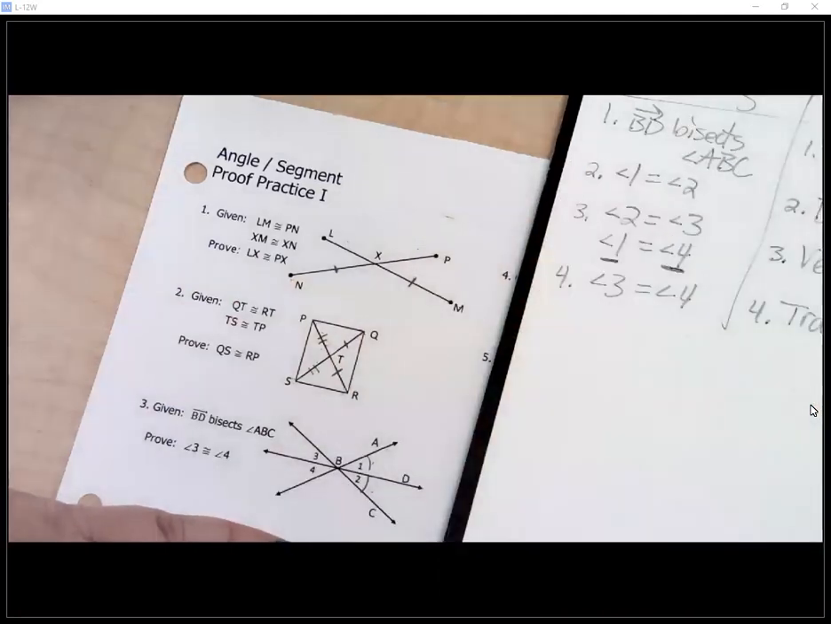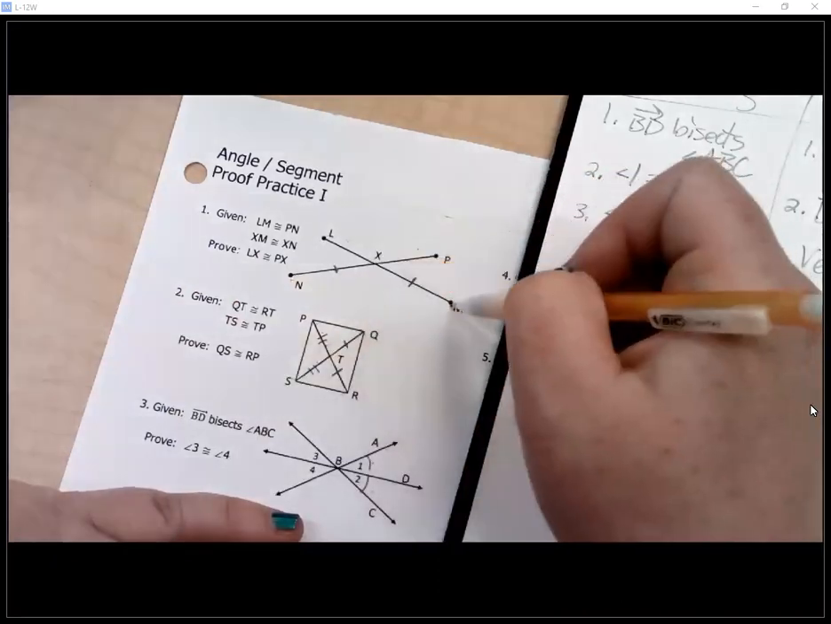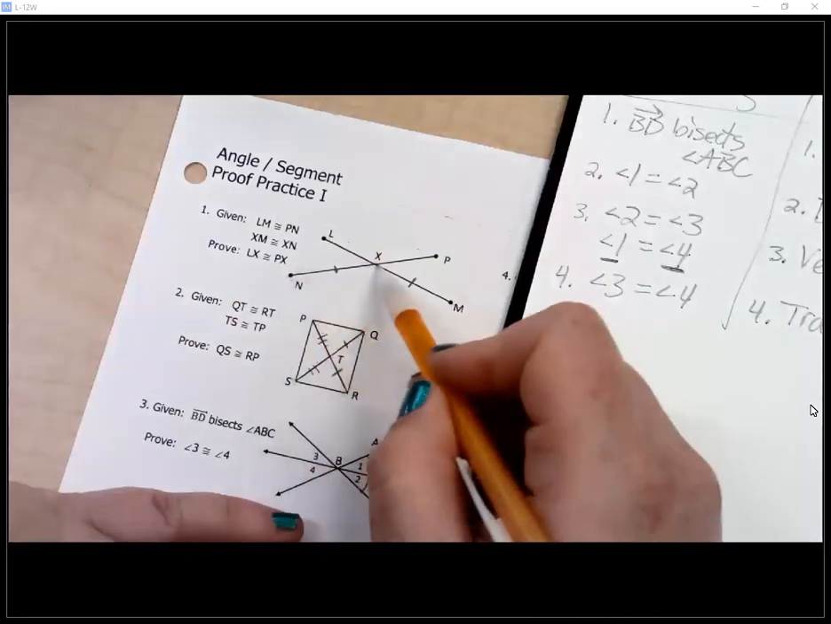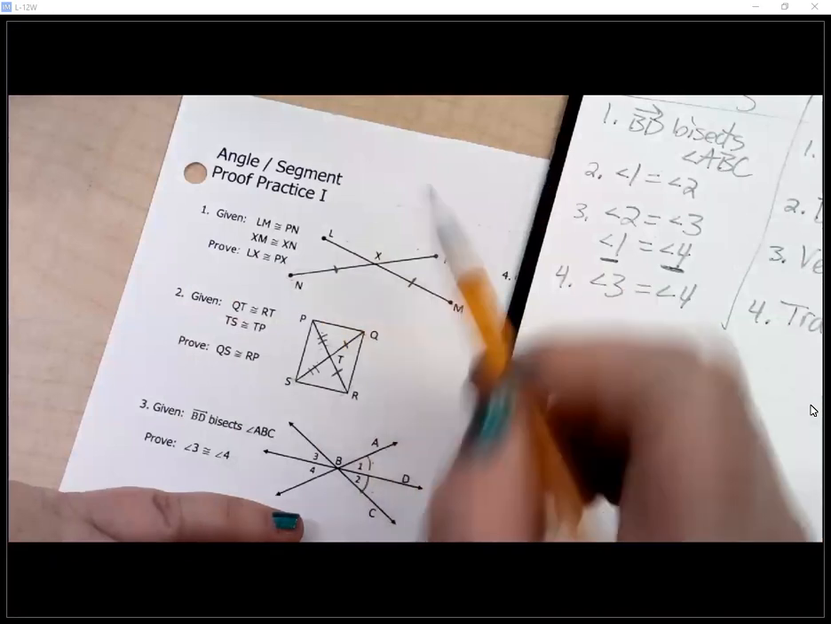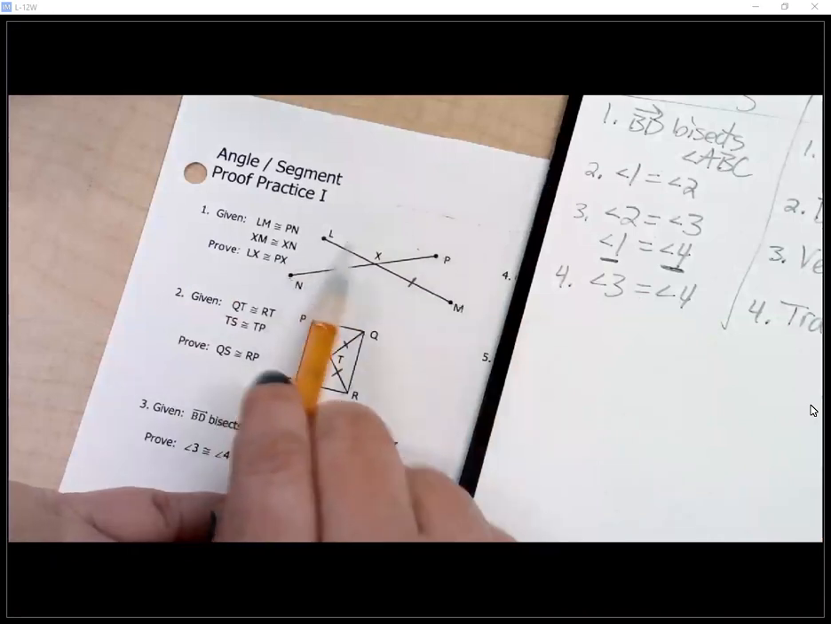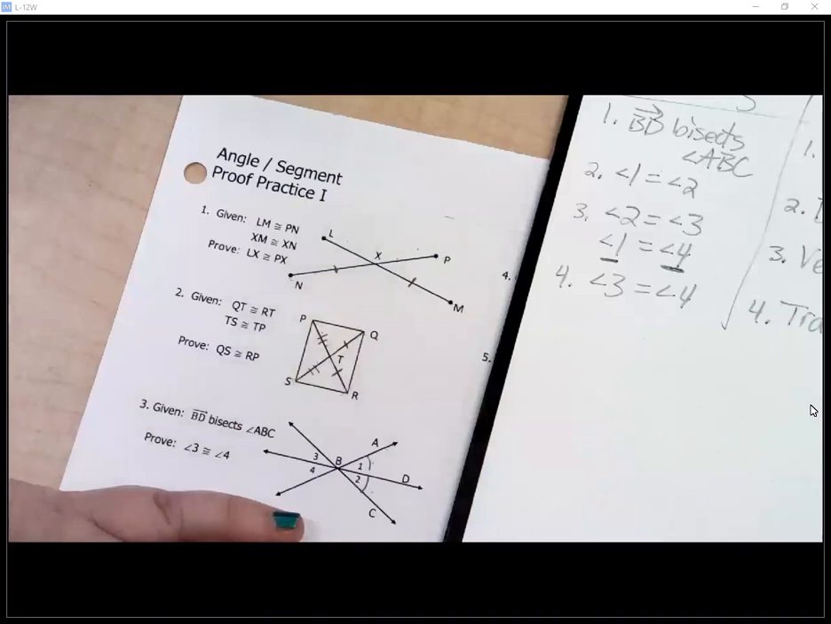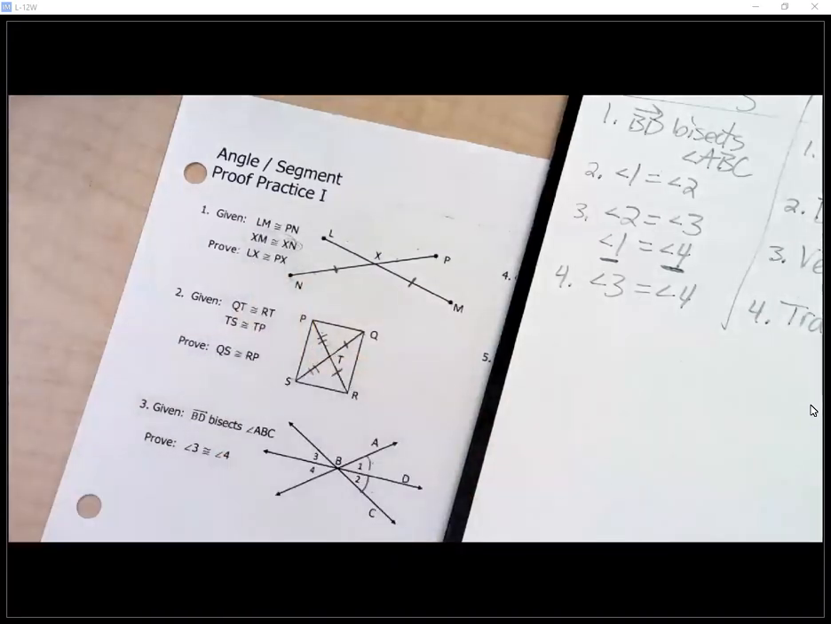Isn't it true that if I add LX plus XM together, I get LM? Yes. Okay, same thing on the other side. This plus this would equal the whole thing, right? Now, since I know the whole thing equals the whole thing, couldn't I then say this plus this equals this plus this? Because of substitution. And then I should just be able to subtract those parts away, and I'd be left with exactly what I want.